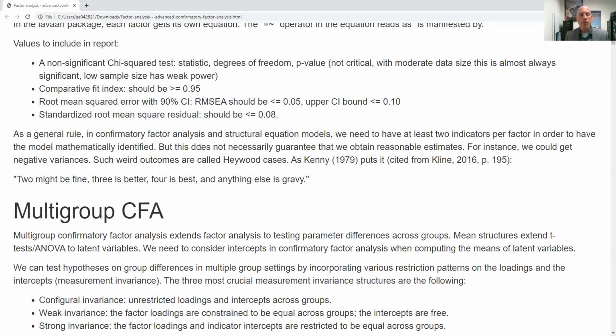Now, the more indicators we have going into a factor, the better. So two might be fine depending on the situation. 3 is better, 4 is best. More than 4, we're going to be really, really happy.